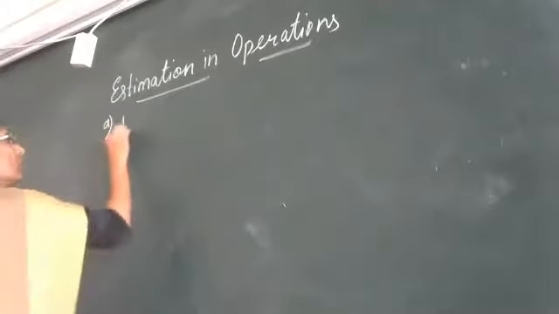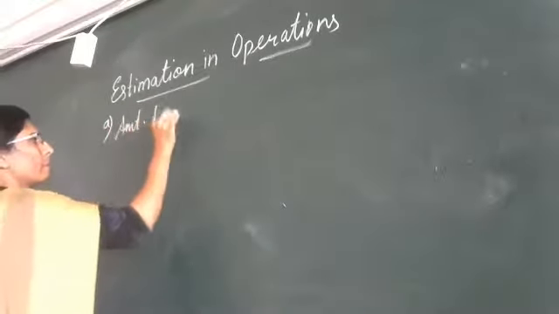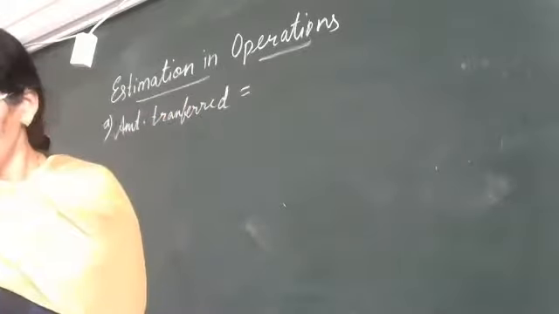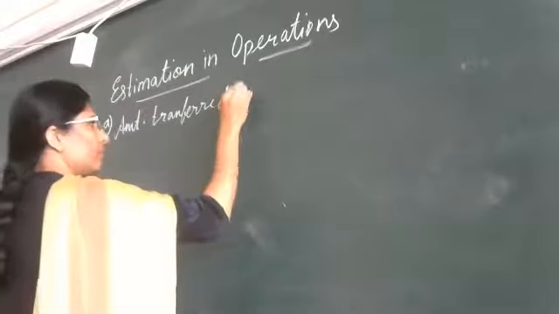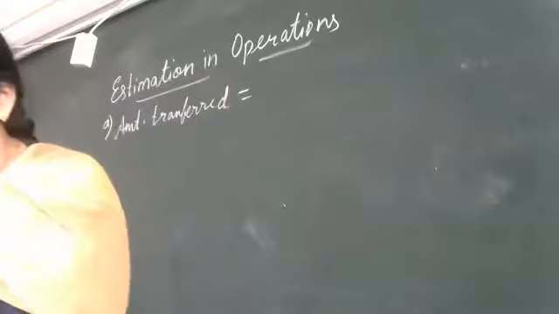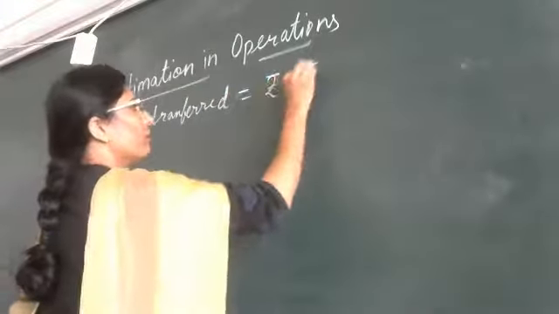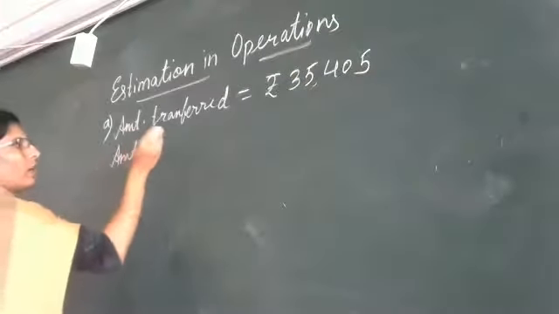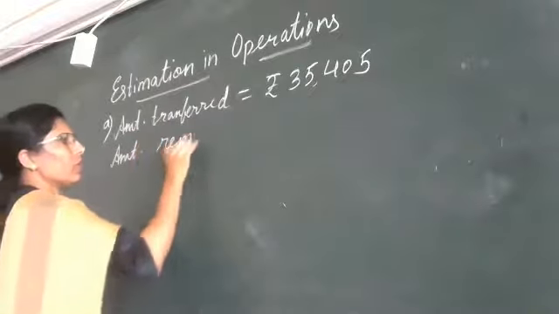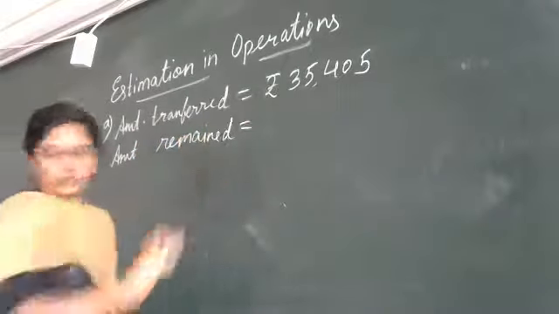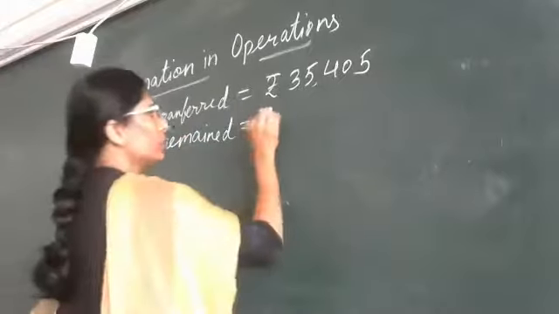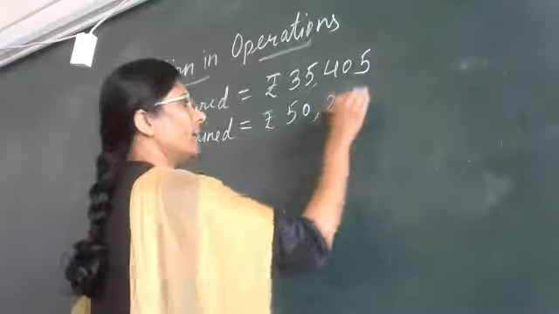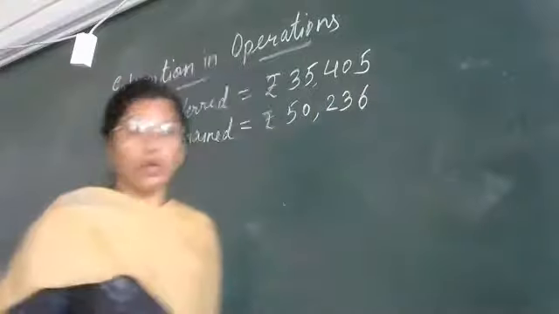Okay. So first we will write here the solution. Amount transferred, 34,405. Amount remaining in bank account. How much? 50,236.